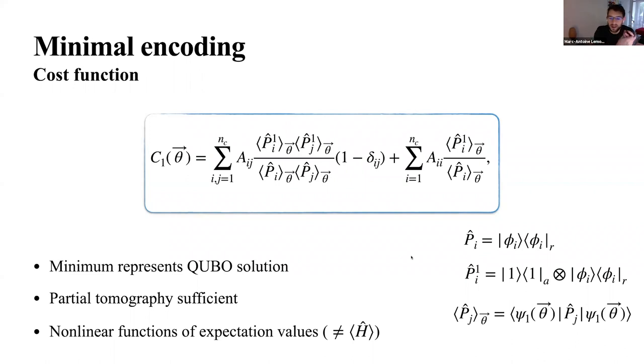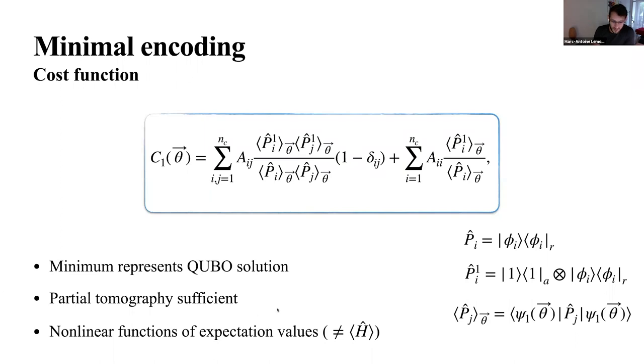So the key point about this cost function is, okay, first a sanity check. The minimum of this cost function represents a quantum state that represents 100% probability of the perfect solution of the QUBO. Okay, so if my quantum state represents the exact QUBO solution, it will be the minimum of this cost function. So that's a sanity check. We have the same minimum. If I minimize this cost function, I find the exact solution of the QUBO problem.